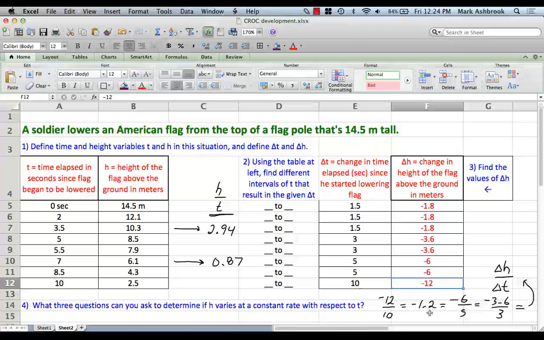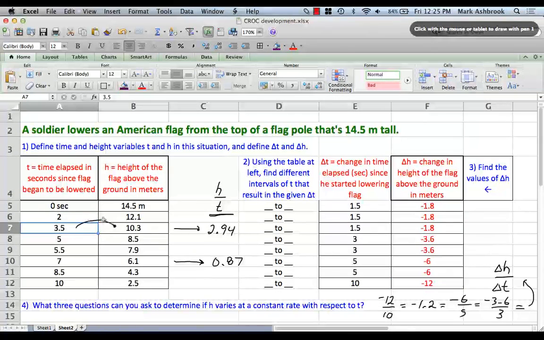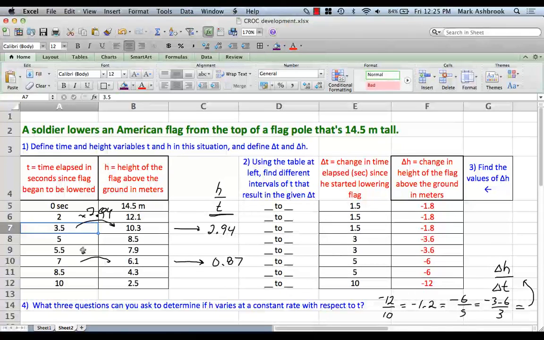Yeah, sir. Yeah, so, okay, which is a constant multiple of what? So is H a constant multiple of T, or is delta H a constant multiple of delta T? Okay? We just proved that there's no constant multiple, right? So 3.5 times 2.94 gives 10.3. But 7 times 0.87 gives 6.1. So do we have a constant multiple? No.